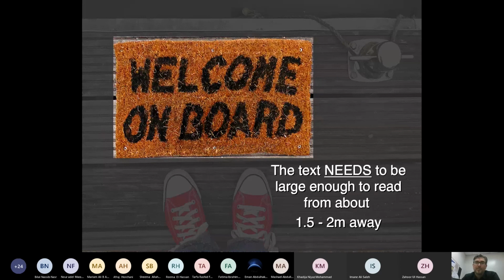Okay, so again, a lot of students quite often will ask, well, what font size should I use? That's a very difficult question to answer because depending on which font you're using, the sizes may differ. Okay, so some fonts are bigger than others, and so some font sizes will have to be changed based on the font that you're using.